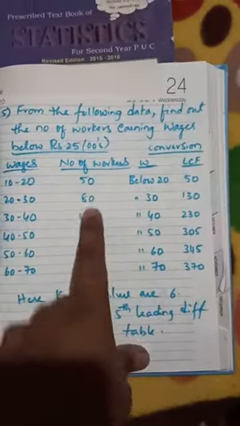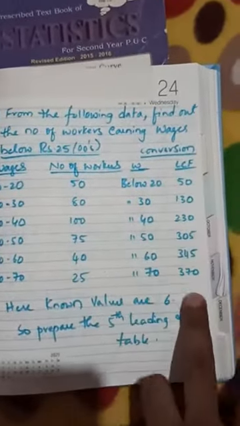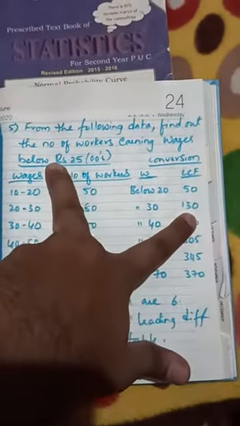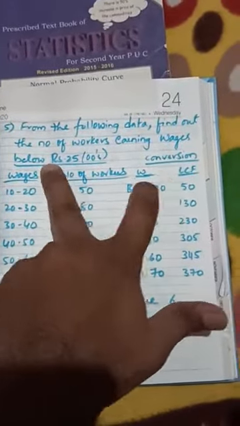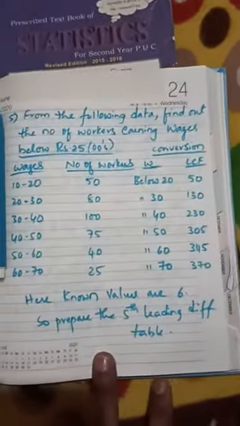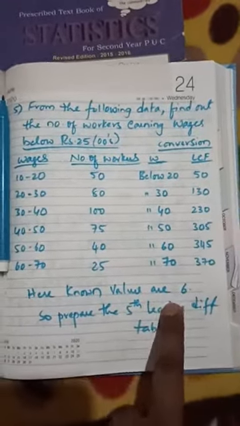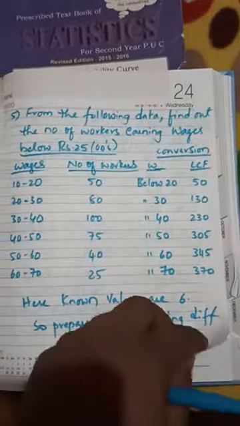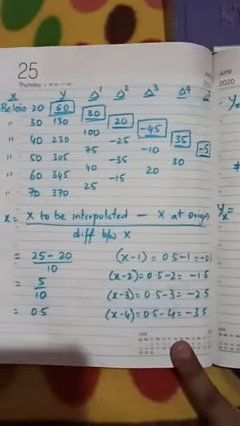This also should be converted into LCFs. Now it is matching the data, below, and then conversion. See, I have put the heading here, converted also in below way. How many known values? 6. So you will be getting fifth leading differences. So see that table now. This is the table.